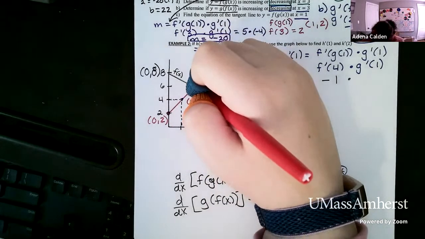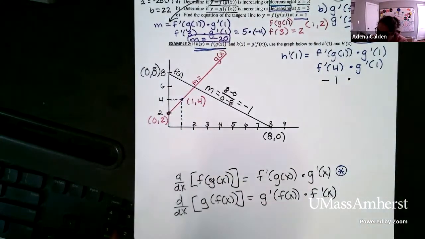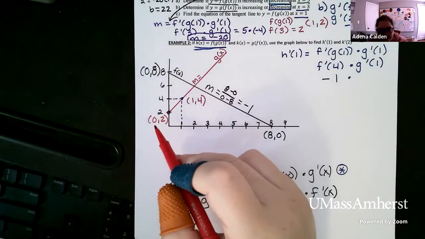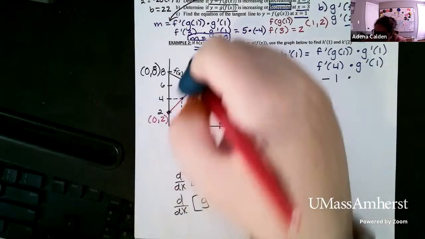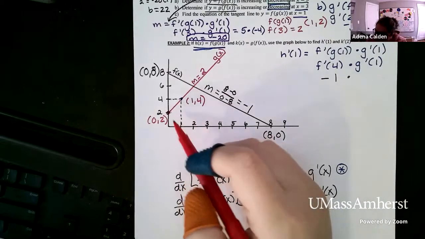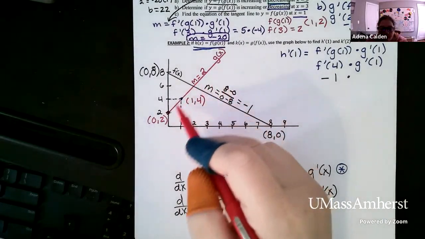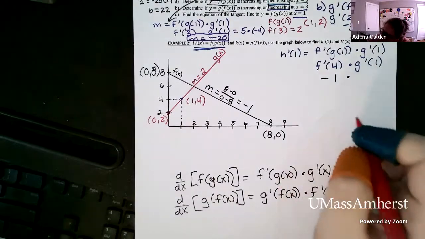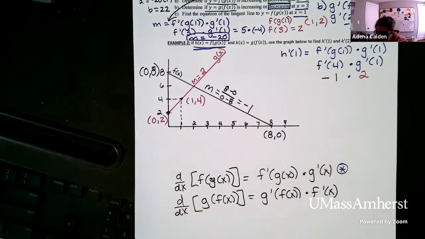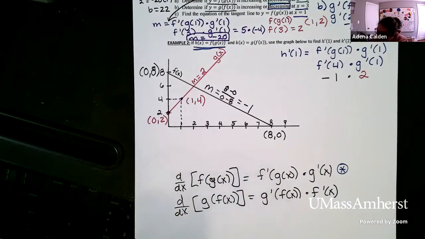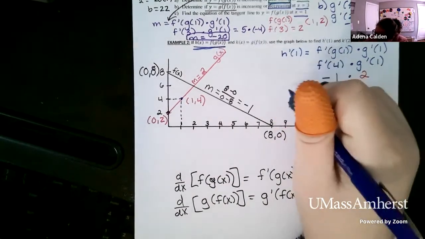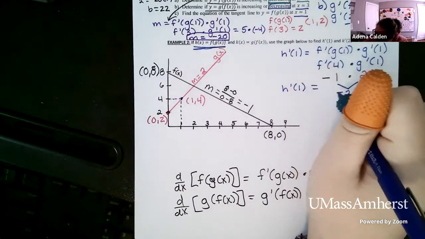So again, we're going to do change in y over change in x. So the change in y, we have 4 minus 2, which is 2, divided by 1 minus 0. 1 minus 0 is 1. 2 divided by 1 is going to give me a slope of 2, which means the derivative at any point is going to be 2 because all those tangent lines will lie on the line. So here I can go ahead and fill in that slope of 2. So now I can multiply these two values together, and I get h prime of 1 equals negative 2.